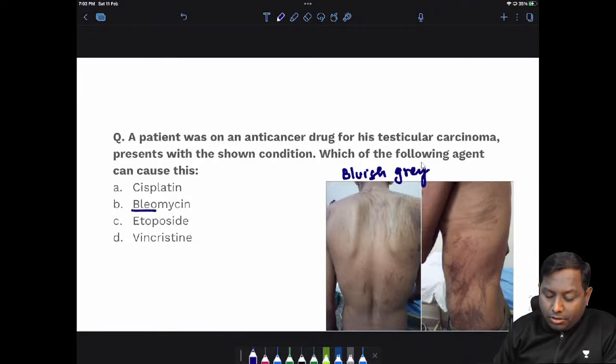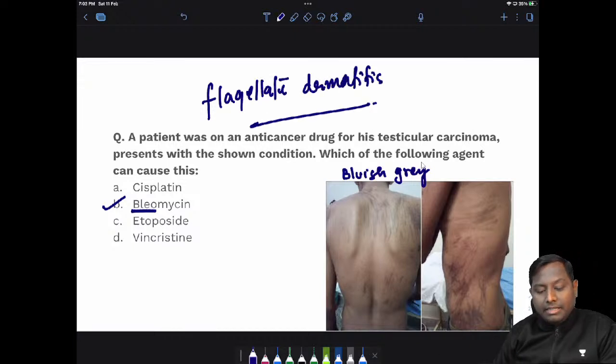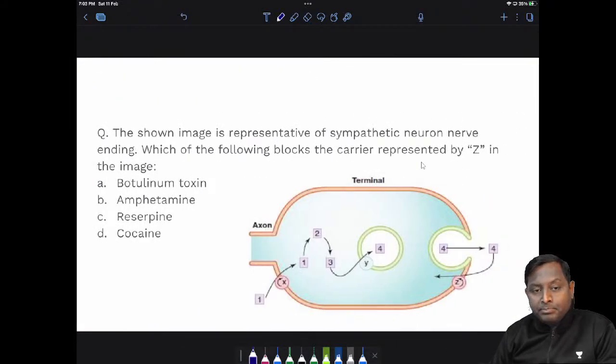There is something called bleomycin. This is a case of flagellate dermatitis, right? This is a case of flagellate dermatitis that can be caused by bleomycin. Bleomycin is an anti-cancer antibiotic.